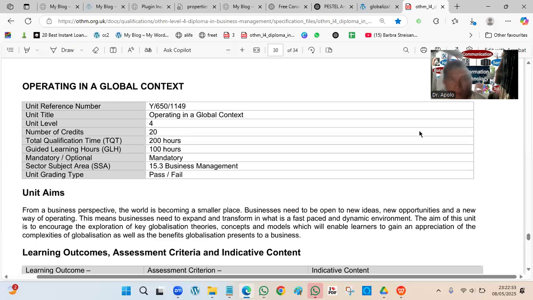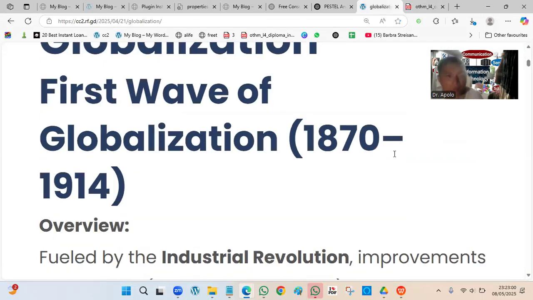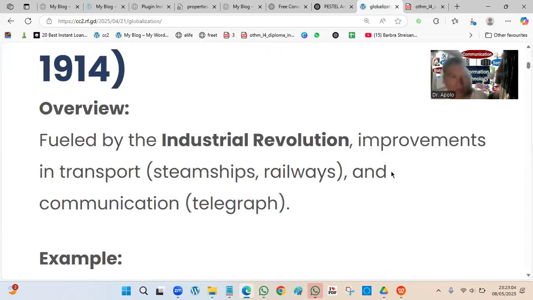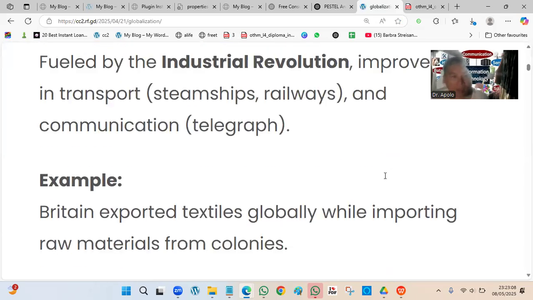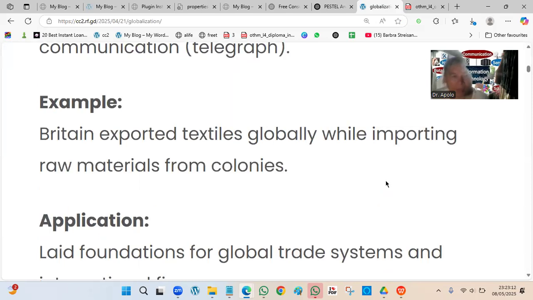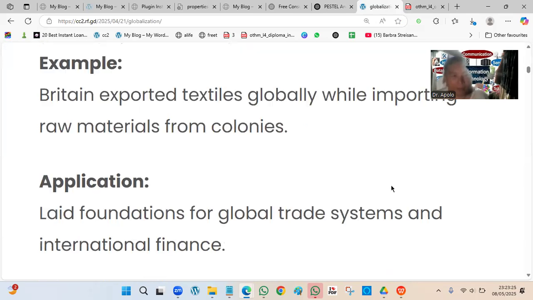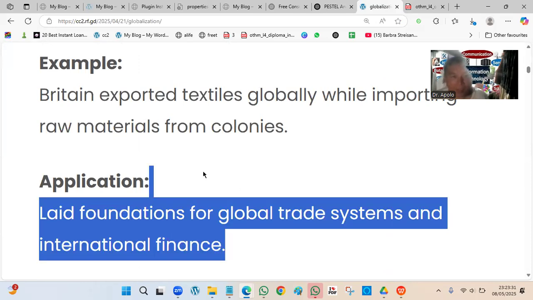Waves of globalization: we have the first wave, 1870 to 1940, fueled by the Industrial Revolution and improvements in transport and communication, like the telegraph. For example, Britain exported textiles globally while importing raw materials from colonies. There was already a movement of products, but at a slow pace. The implication: it laid the foundations of the global trade system and international finance, so the policy was created during the first wave.